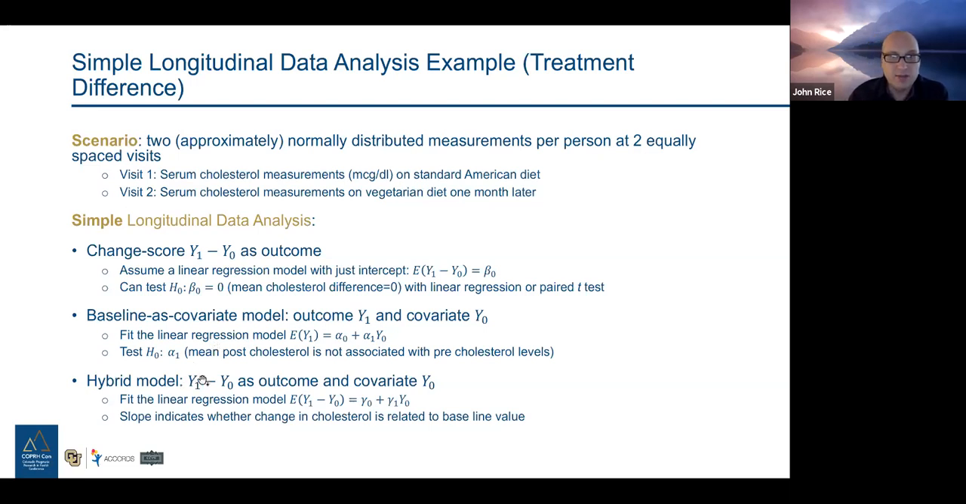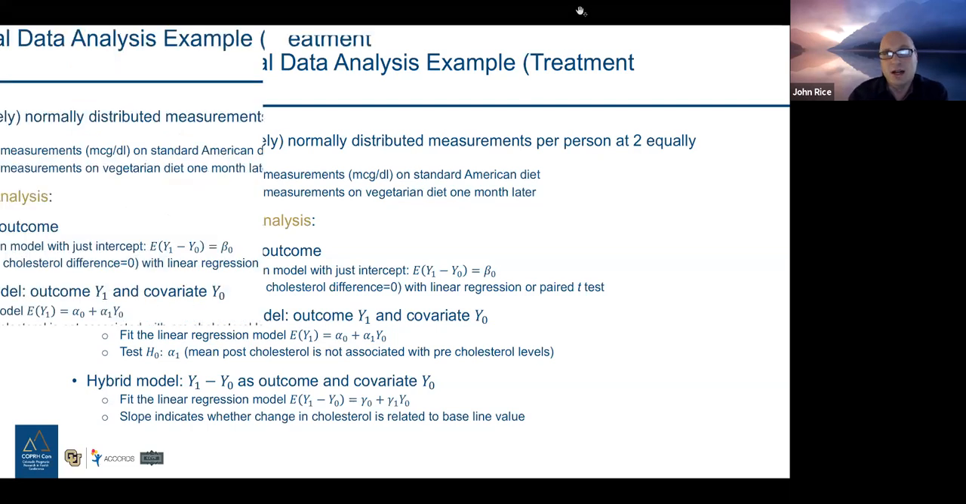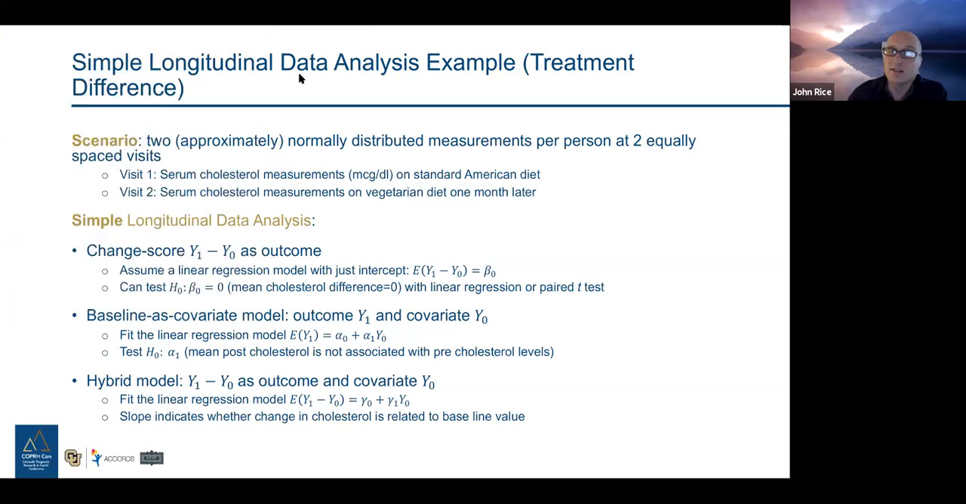And then finally, we have a hybrid model, where the change is the outcome, but adjusting for baseline. In this case, it's a linear regression model for that change score, with an intercept and a covariate for the baseline measurement. And the slope, or gamma 1, indicates whether the change in cholesterol is related to the baseline value. So it's different questions with each of these, but each of these are simple methods for analyzing longitudinal data.